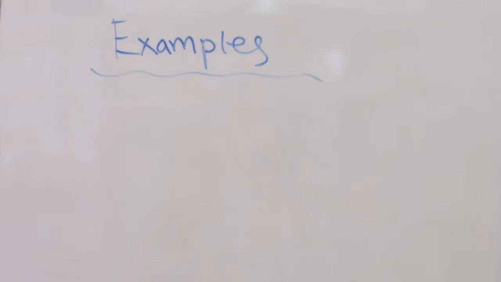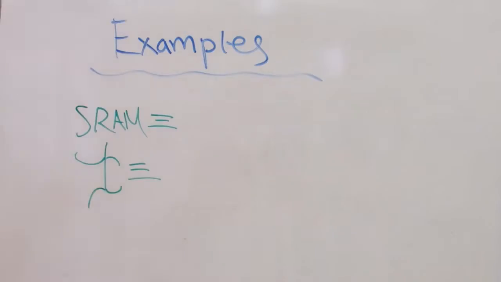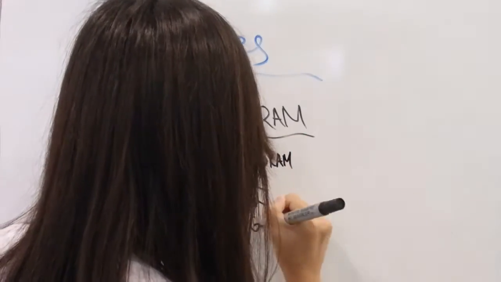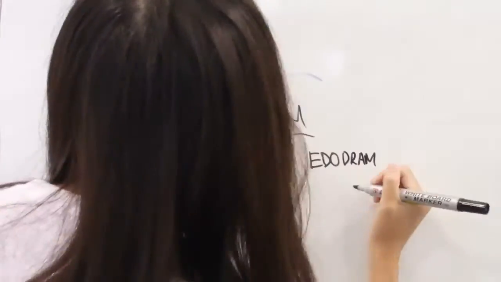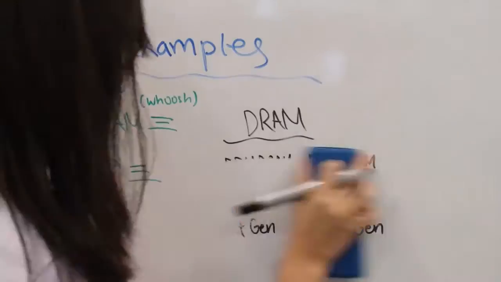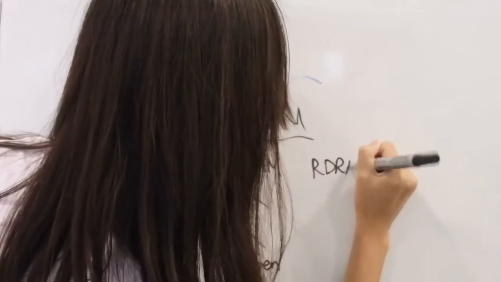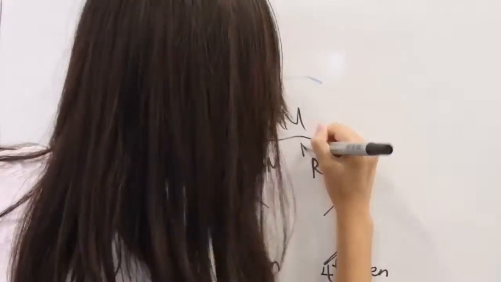Examples of such memory are static random access memory, or SRAM for short, and dynamic random access memory, or DRAM. DRAM, which can also be split into subtypes such as fast page mode DRAM or FPM DRAM, extended data out DRAM or EDO DRAM, synchronous DRAM or SDRAM, and rambus DRAM or RDRAM.